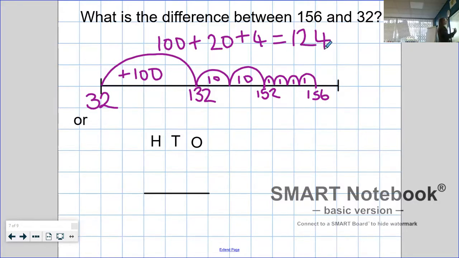Let's try it with the subtraction. Check now. 156 take away 32. 6 take away 2 is 4. 5 tens take away 3 tens is 2 tens. 100 take away no hundreds is 100. Look at that. Gives you the same answer. We can use subtraction to find the difference.